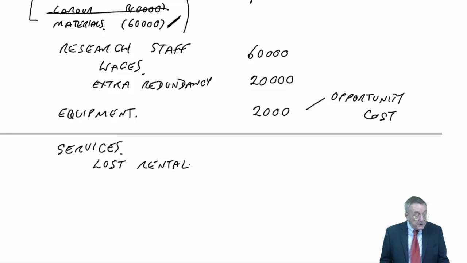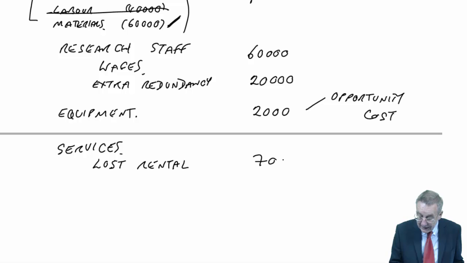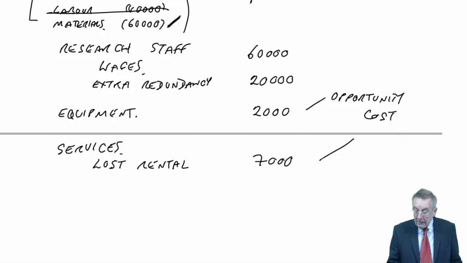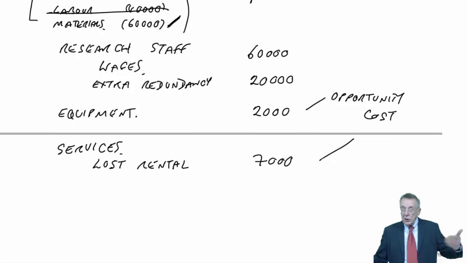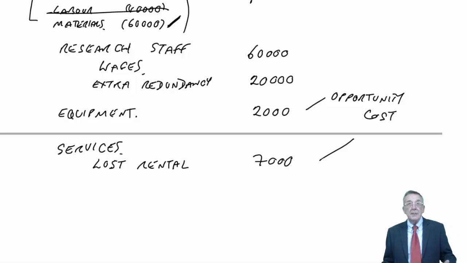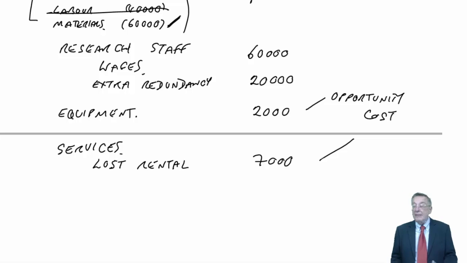And how much will we be losing? 7,000. So again, it's not a direct cost. We're not paying 7,000 if we go ahead. But it's relevant because the business will lose 7,000 income they could have earned if they didn't go ahead. And so there we are.